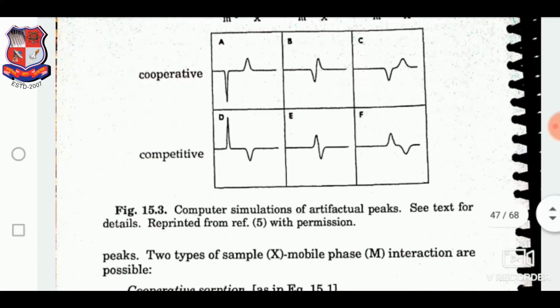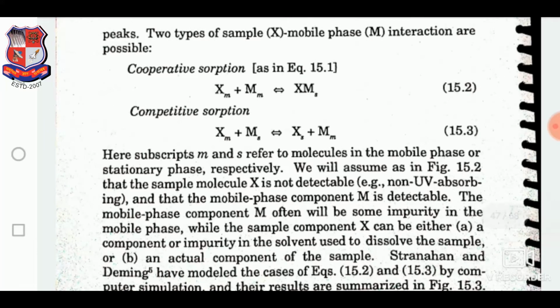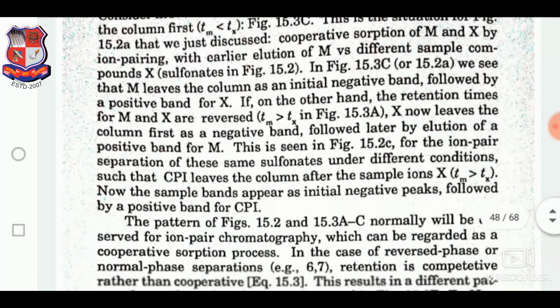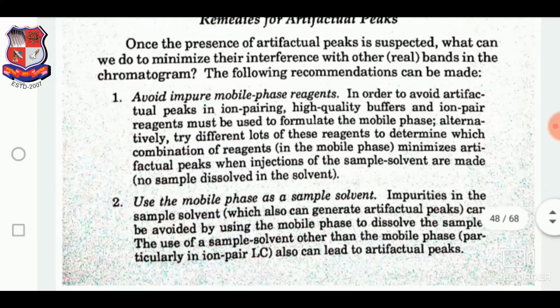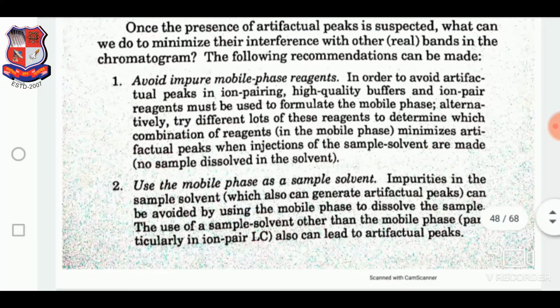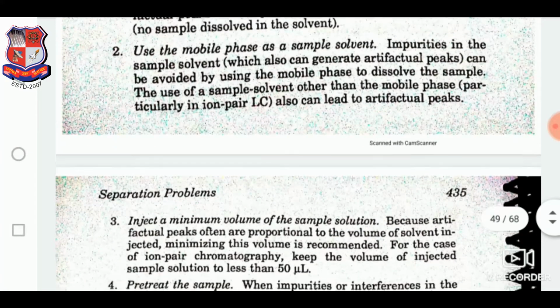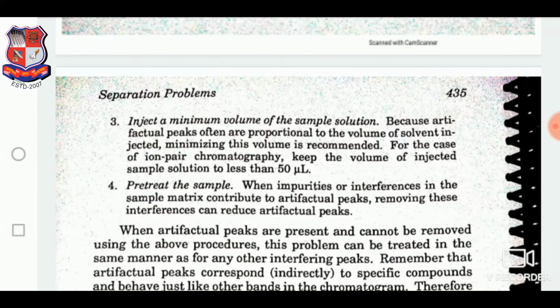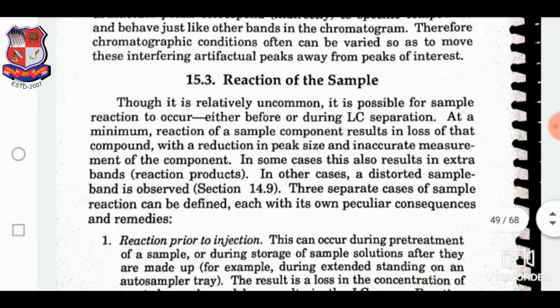The computer simulation of anomalous peaks. This is the cooperative and competitive type of peak. These are the equations for that, and these are the textbook explanations. Remedies for anomalous peaks: impure mobile phase reagents, and use the mobile phase as the sample solvent. Inject a minimum volume of sample solution. Retreat the sample. These are the reactions of the sample.